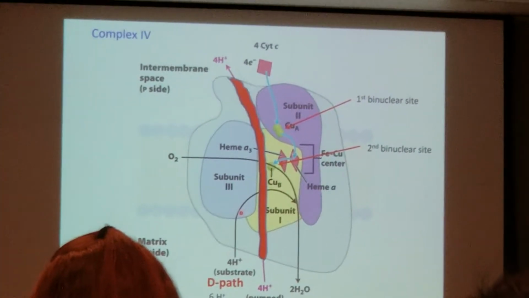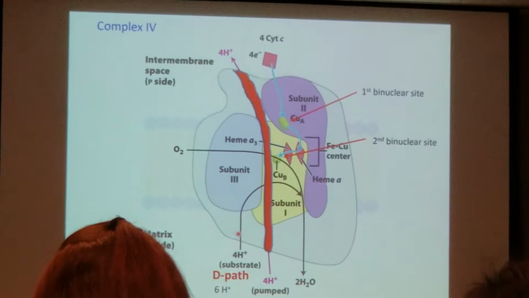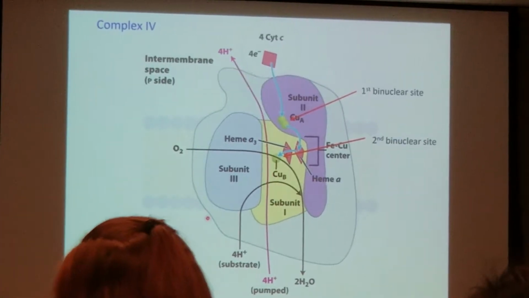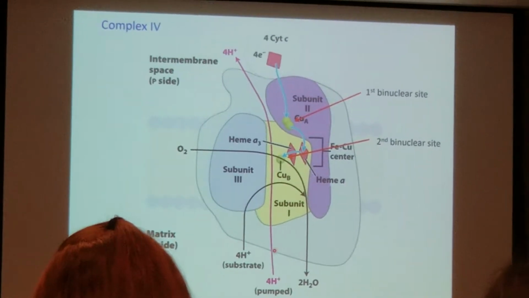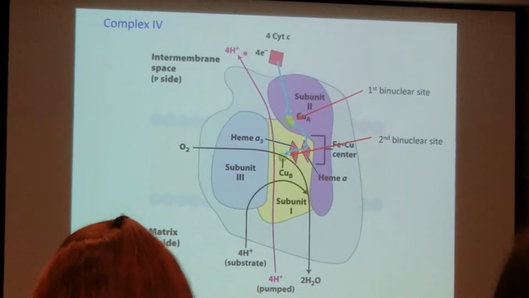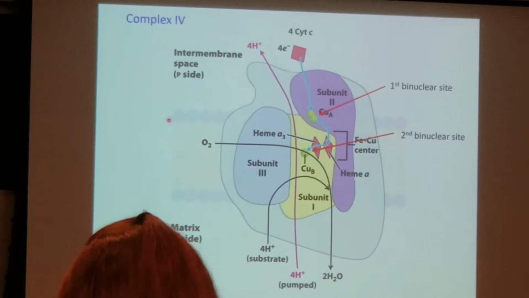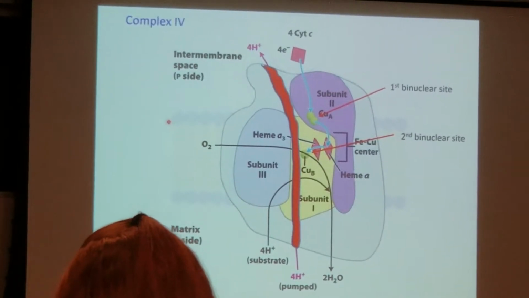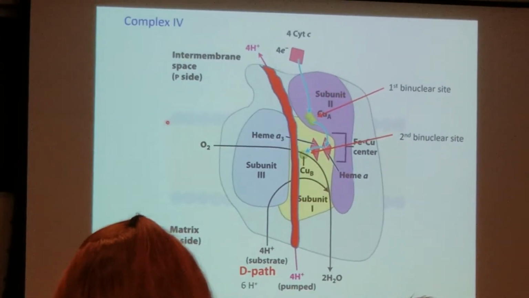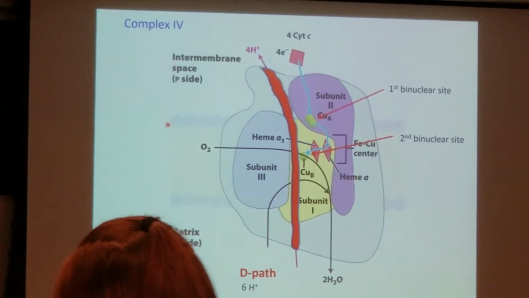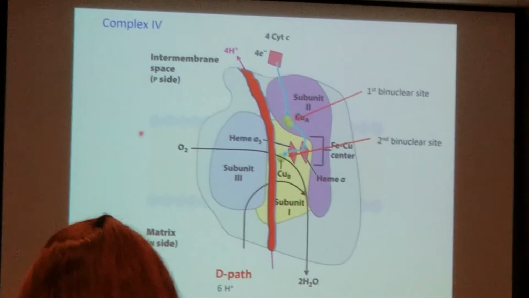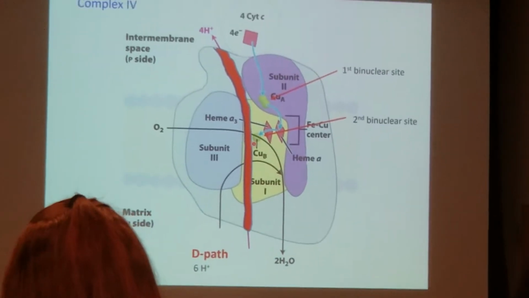So unlike here, let's go back here. Lehninger's got 4 protons somehow coming over to here and 4 protons getting across. That's not quite right. So we want to change that. 6 protons are actually going through the D path, so I'm going to get rid of that part. So these 6 protons are hopping through here.